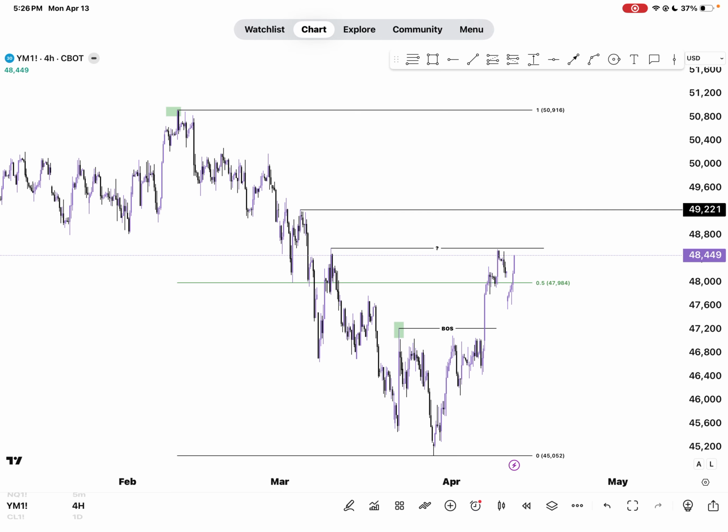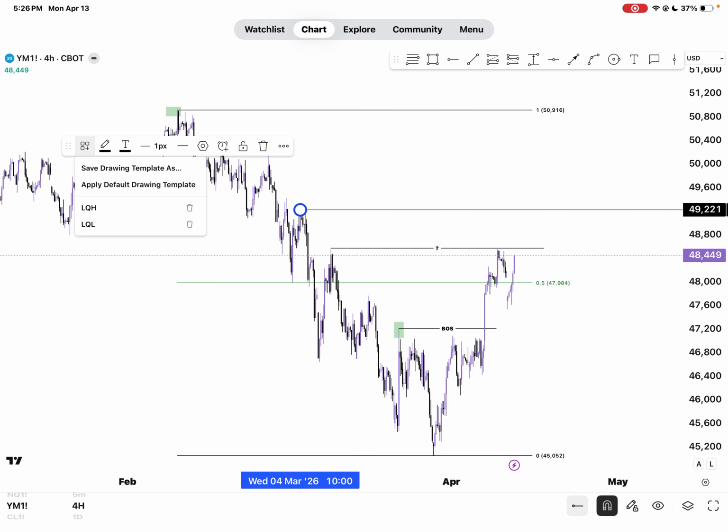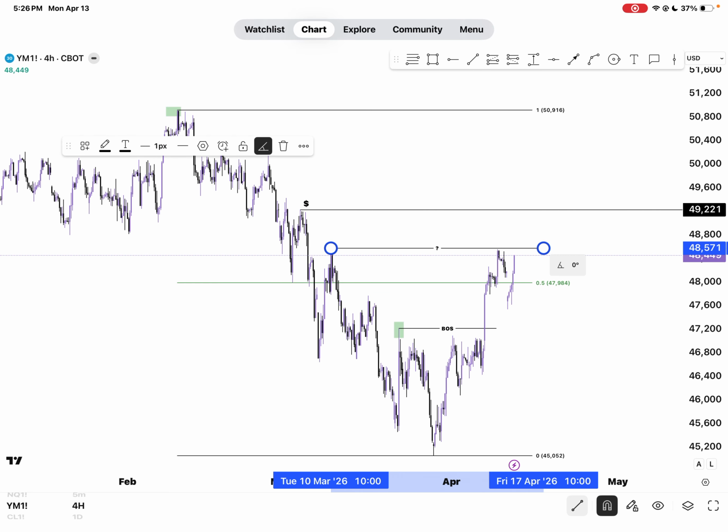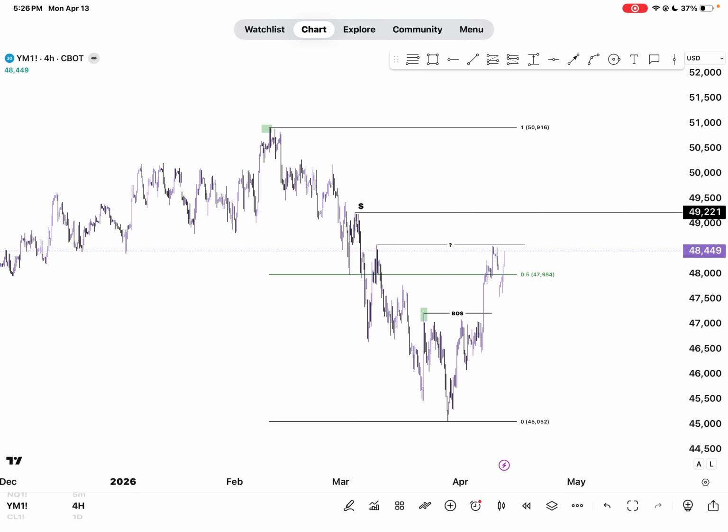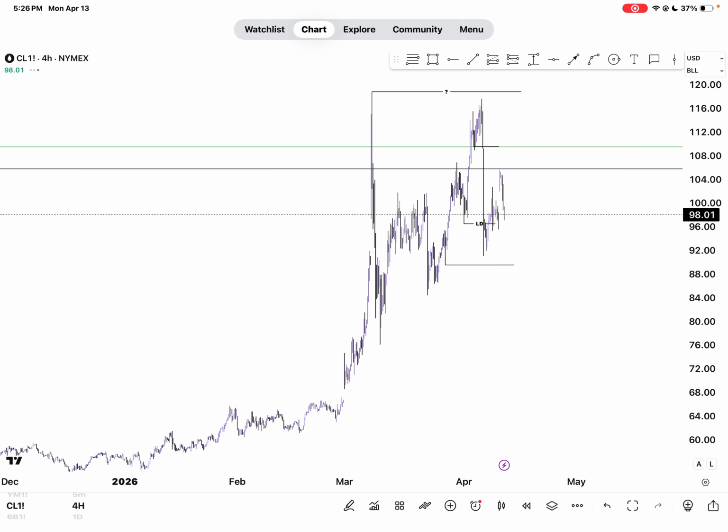All right, that high there will be the next high if this ends up being a break of structure, which it looks like it most likely will be, but we'll have the question mark just in case. All right, I think that is, nope. We have one more pair.